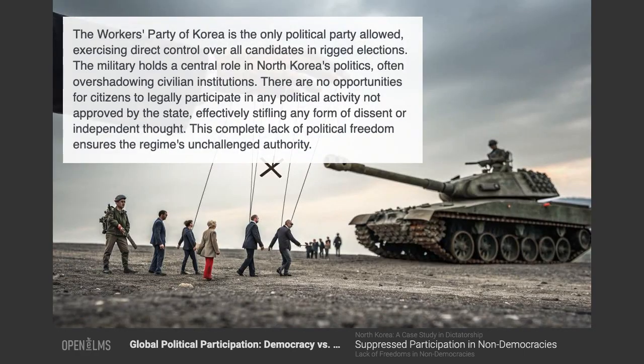The Workers' Party of Korea is the only political party allowed, exercising direct control over all candidates in rigged elections. The military holds a central role in North Korea's politics, often overshadowing civilian institutions. There are no opportunities for citizens to legally participate in any political activity not approved by the state, effectively stifling any form of dissent or independent thought. This complete lack of political freedom ensures the regime's unchallenged authority.